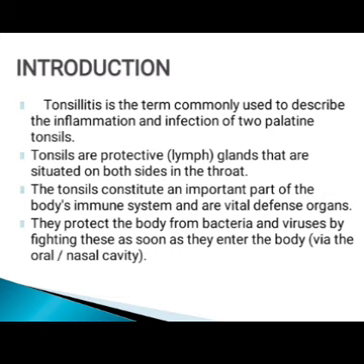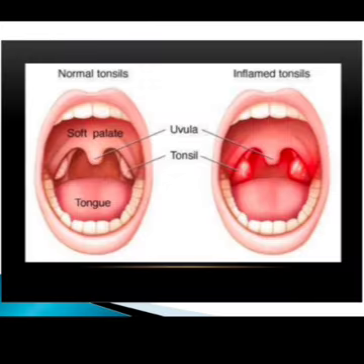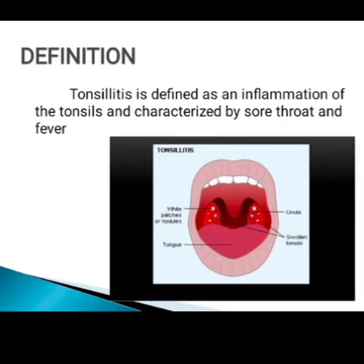Tonsils are protective lymph glands that are situated on both sides in the throat. The tonsils constitute an important part of the body's immune system and are vital defense organs. They protect the body from bacteria and viruses by fighting these as soon as they enter the body via the oral or nasal cavity. Here is a picture which depicts the normal tonsils and inflamed tonsils.